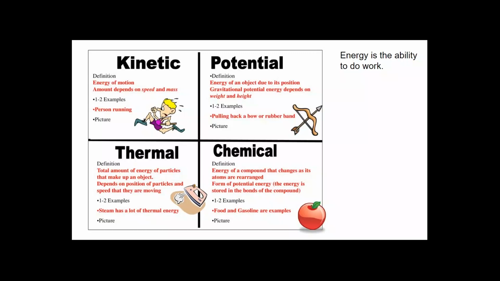Then you have thermal energy. This is due to heat, the total amount of energy of particles that make up an object. An object, say a cup of water, will always have a heat content as the particles are moving, and that's thermal energy. So steam, for example, will have a lot of thermal energy, and we can use that thermal energy to make electricity. And then you have chemical energy, the energy of a compound that changes as its atoms are rearranged. So the arrangement of atoms in a molecule provides energy, and the bonds can be rearranged and broken and so on, and that can release energy.